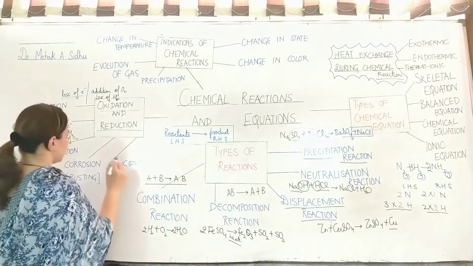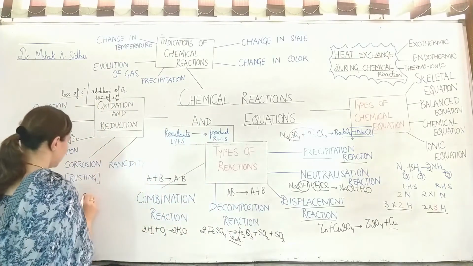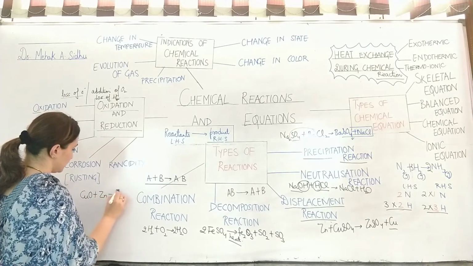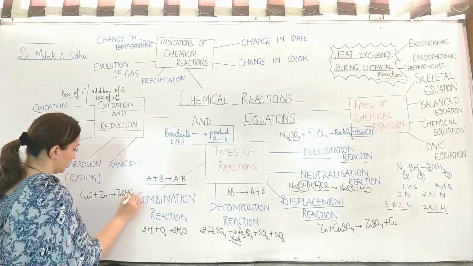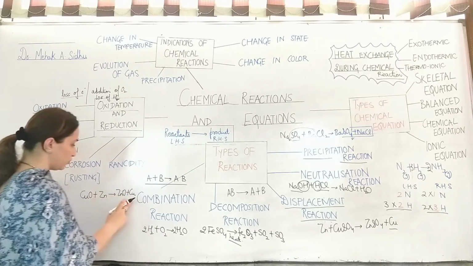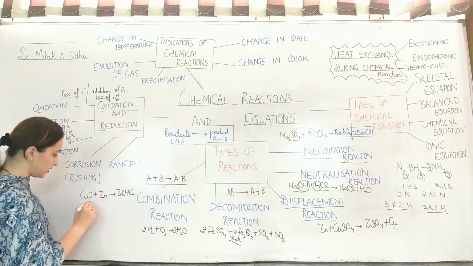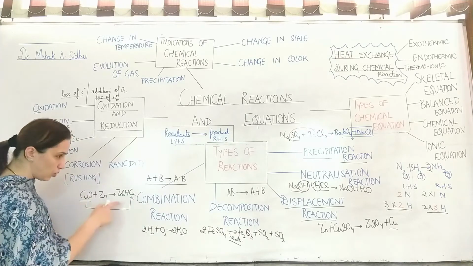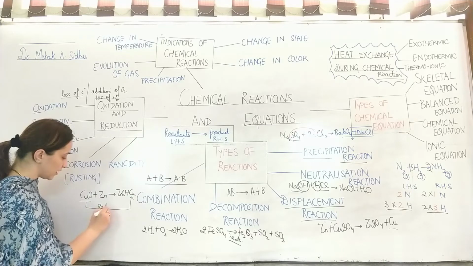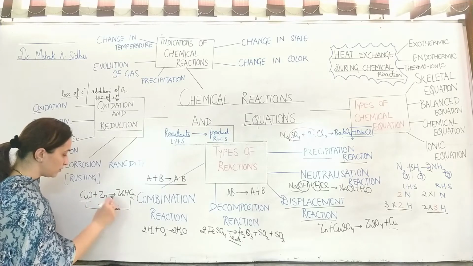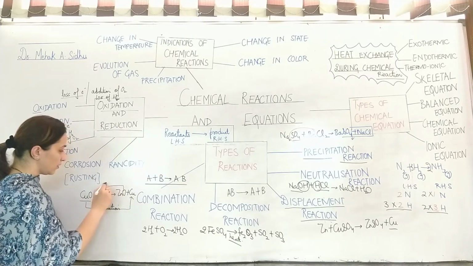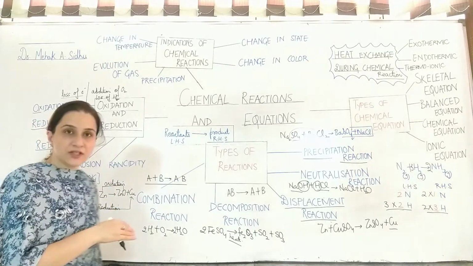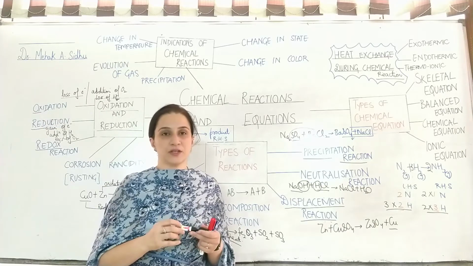For example, CuO plus Zn giving ZnO plus Cu. In this case you can see that from CuO, Cu is formed. That means loss of oxygen, that is reduction. But in case of zinc, there is addition of oxygen, that is oxidation. As it is happening in the same reaction, that is why it is known as a redox reaction.